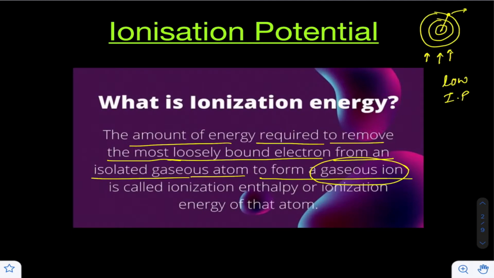And any metal or any element which loses an electron with some difficulty, that particular metal will have high ionization potential. So it is the amount of energy required, meaning we have to give heat from outside. The body will ask for heat, external heat.